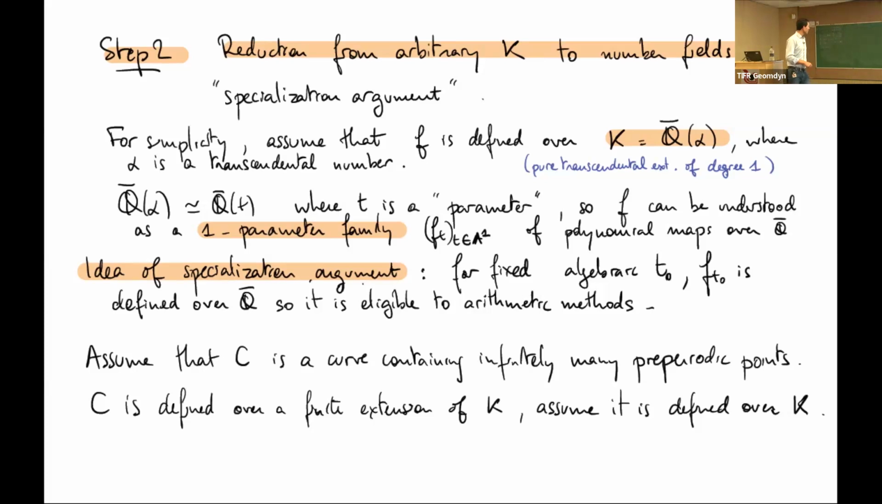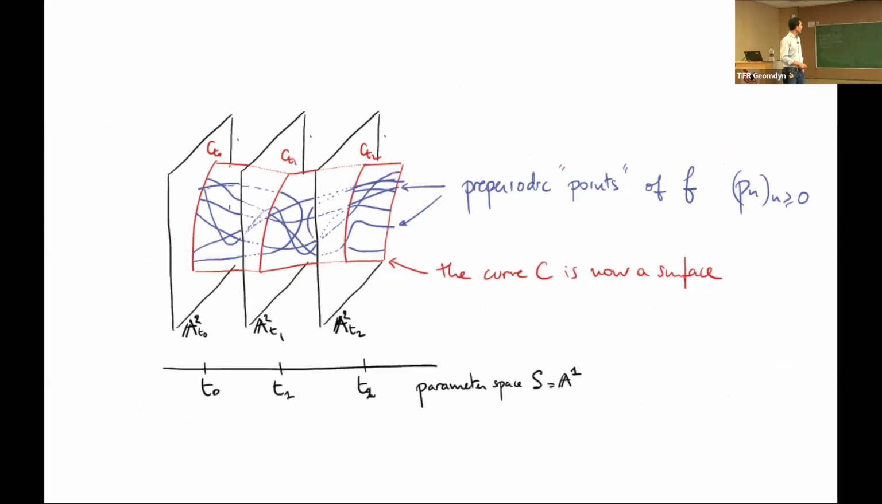Okay. So assume that C is a curve containing infinitely many periodic points. So C again is defined over a finite extension of your field of definition, and again assume it is defined over the same Q bar of T. Okay, so the situation is like this. So it's very similar to what Laura discussed in our talk. So the picture is like that.